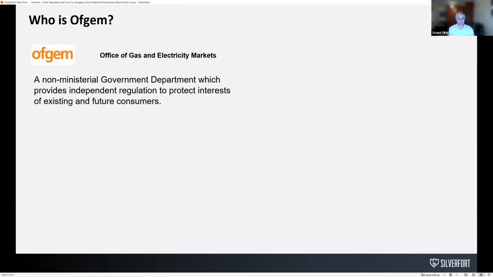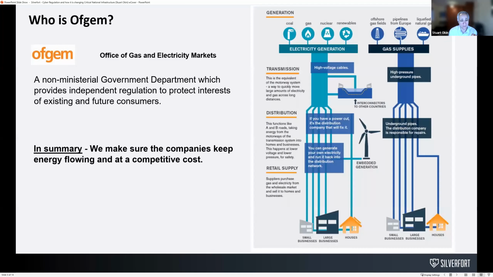Actually, let me digress a little bit. Who is Ofgem? Who are we? We are non-ministerial, so we don't have ministerial oversight, and therefore an independent government department who protects the interests of consumers, which in the UK are defined as both citizens and businesses.